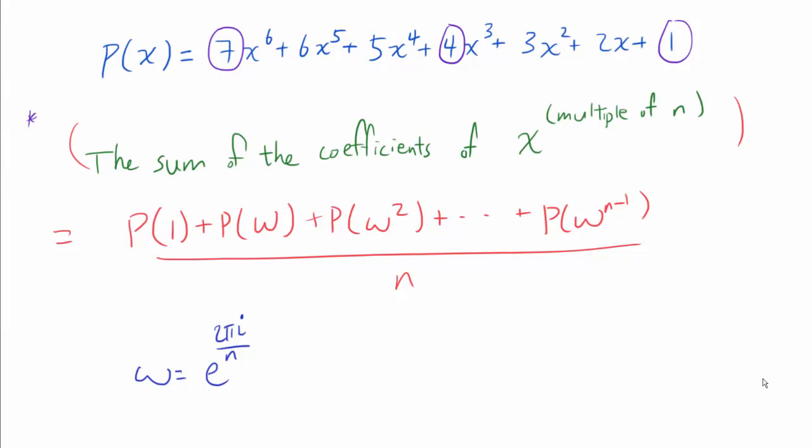Before we proceed, let's actually prove the roots of unity filter technique. It treats the terms that are multiples of n differently than the terms that are not multiples of n, so I think we should apply some casework. Let's first try plugging in 1, omega, omega squared, all the way to omega to the n minus 1 into x to some power of n.